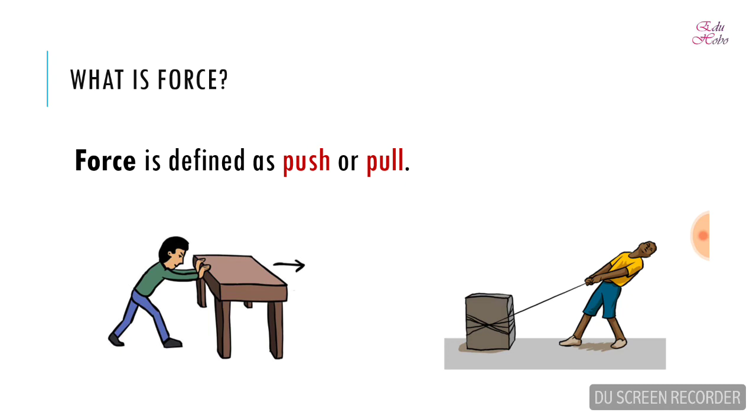What is force? A force is defined as a push or pull. It results from an object's interaction with another object. In the example shown, a man is trying to push the table. On the contrary, a boy is trying to pull the slab towards himself. In both scenarios, a force is acting on the objects.